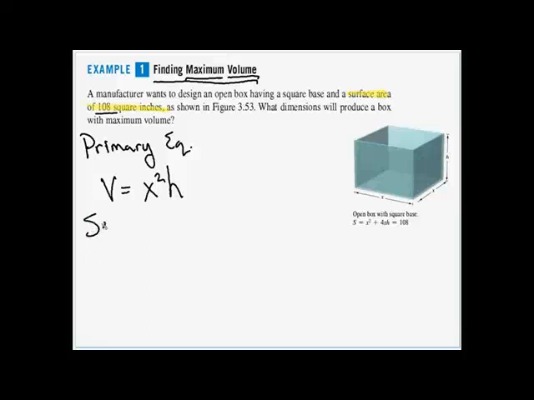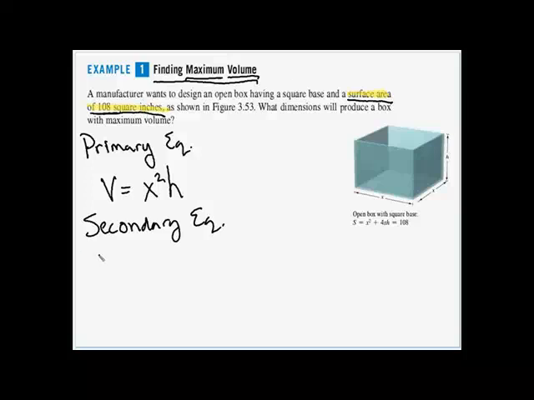What we need is a secondary equation. The secondary equation will have these same variables, x and h, but they'll be tied together in a different way. They won't be talking about volume, we'll be talking about something else. But we need an equation with these same variables that deals with this box. And the clue is given in the problem setup. It says the surface area of the box is exactly 108 square inches.